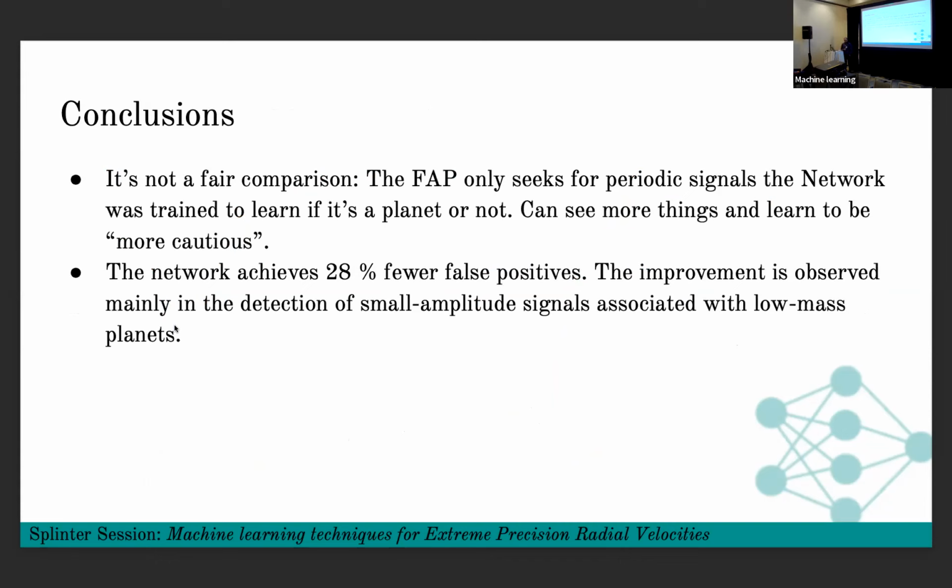So, in fact, it is not a fair comparison because the traditional method is not even intended to distinguish activity from planets, just to claim a statistical significance of a signal. Our machine learning method is hence producing two results at the same time, assessing the significance of a signal and identifying its nature.